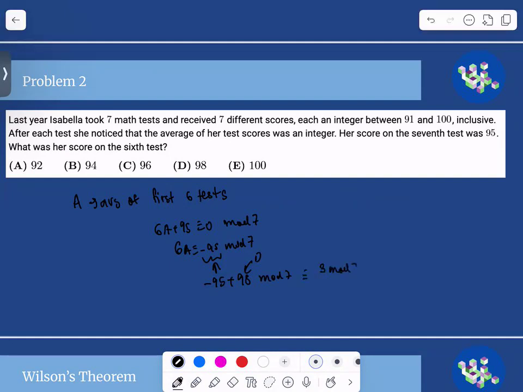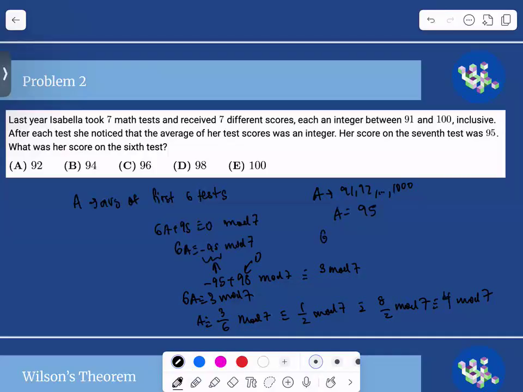So 6A is congruent to 3 mod 7, meaning that A is congruent to 3 over 6 mod 7, or 1/2 mod 7. 1 mod 7 is the same as 8 mod 7, so we can write this as 8 over 2 mod 7, which is 4 mod 7. Thus, A is congruent to 4 mod 7. However, A has to be from 91 to 100. Thus, the only possible value of A is 95.